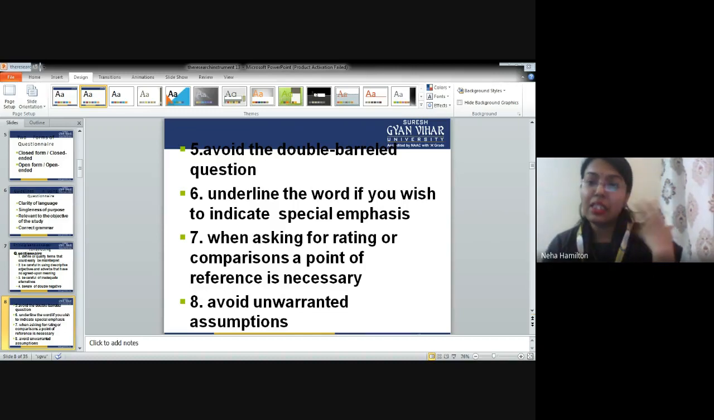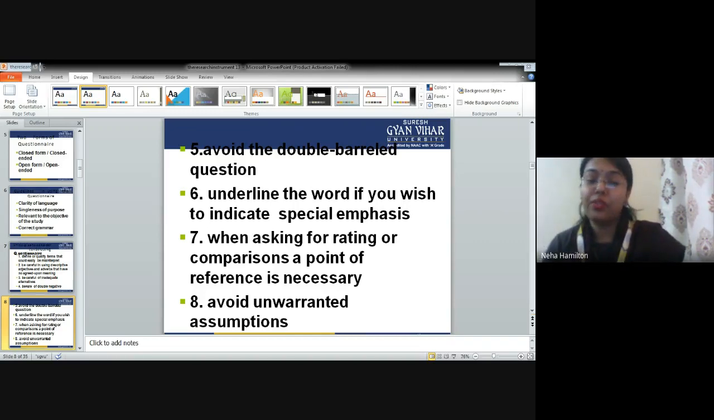That gives clarity in the mind of the respondent that in this question I have to answer this point, in this question I have to answer this point, right? Clarity in answering the question will be there only if the question is clear, if the question is simple and single layered, right? Underline the word if you wish to indicate special emphasis. Avoid the double-barreled question.